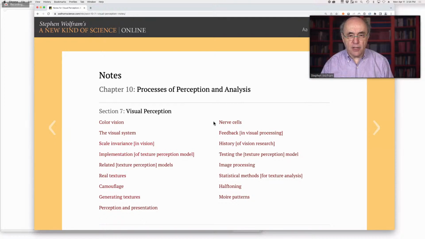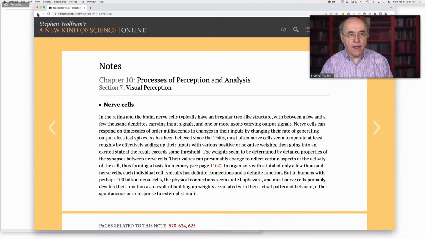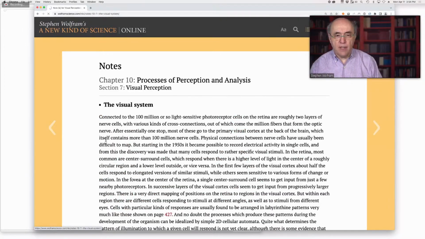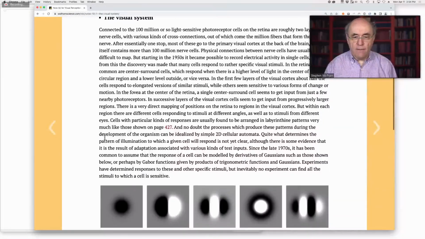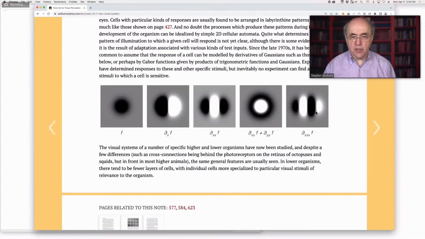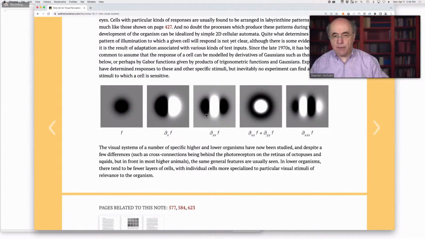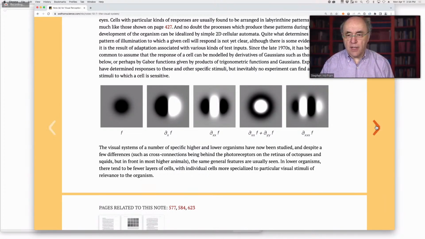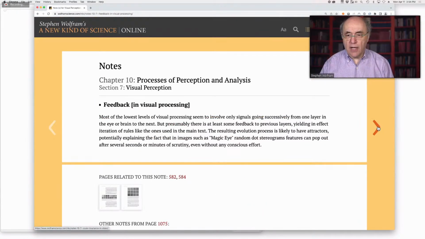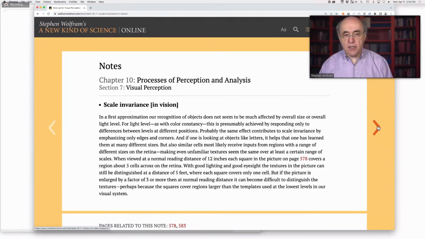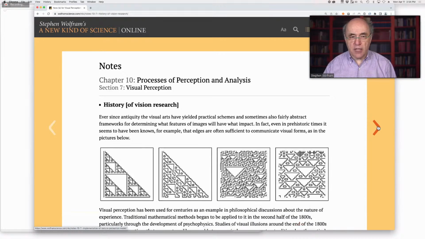I talk about color vision. I talk about how nerve cells work. I talk about the visual system and how there are different kinds of feature detectors in the visual system. These are some typical kinds of receptive fields, essentially convolution functions, that happen in the first level of visual cortex at the back of our brains. Then I talk about scale invariance in vision. That's something that's become very much discussed in the context of neural networks and convolutional neural nets and so on. I'm talking here about the fact that there is more or less scale invariance.